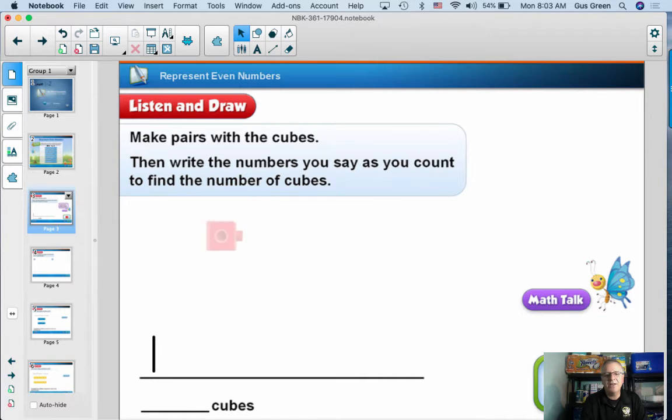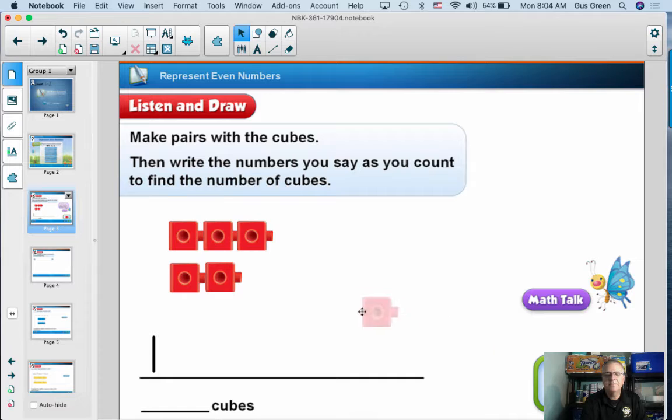So I'm going to start dragging cubes out. 1, 2, 3. I'm going to make a little train out of those right on the top. And then just below that, 4, 5, and 6.